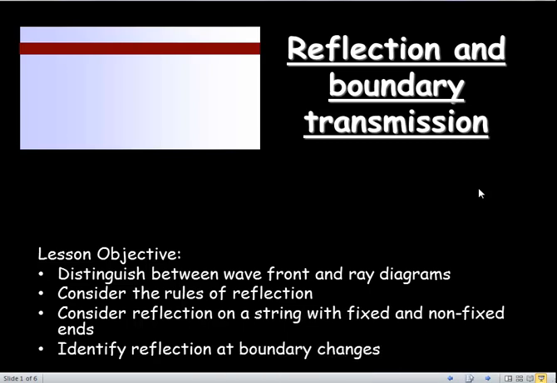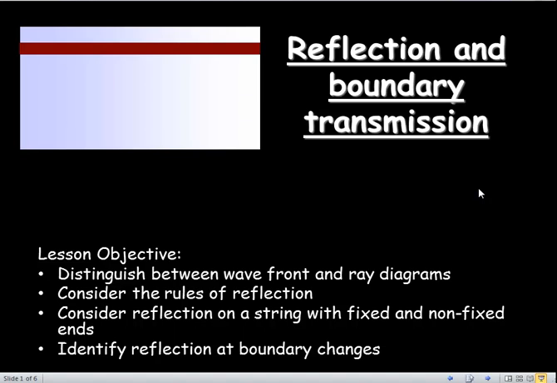During this video I'm going to be talking about reflection and also waves passing through boundaries, so boundary transmission. I'm going to think about it in a series of important features I'm going to try and bring out. First of all, I'm going to quickly talk about the distinction between what a wavefront and a ray diagram is. Just some subtle nuances there.